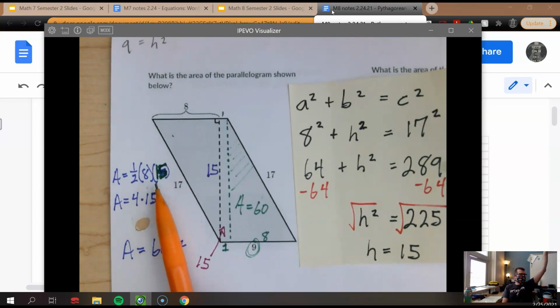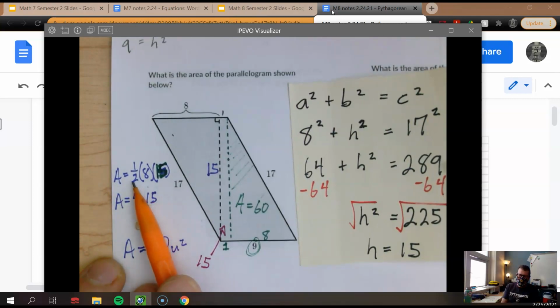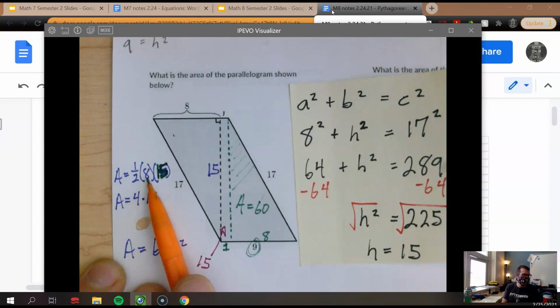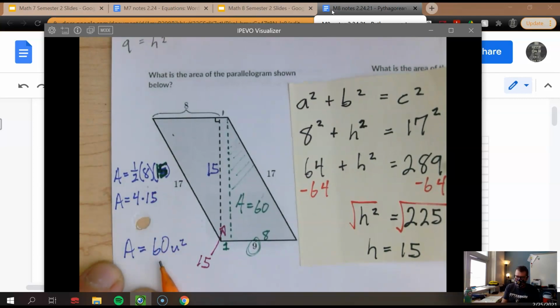Pro tip, don't wait to do the half. I was so confused on what the heck to do, and then right when we got to it, I'm like, oh, never mind, I just know. Half of 8 is going to be easier than half of whatever bigger number you're going to get, so do the half of 8 first. That's 4 times 15, and then that gets 60.